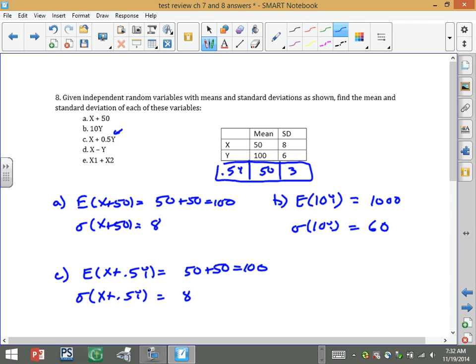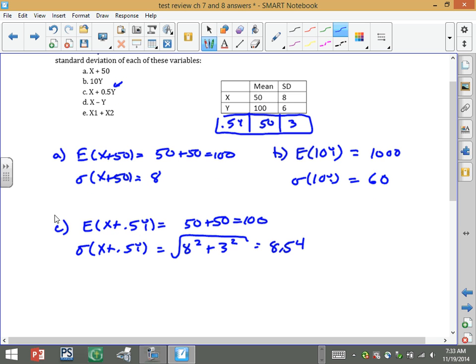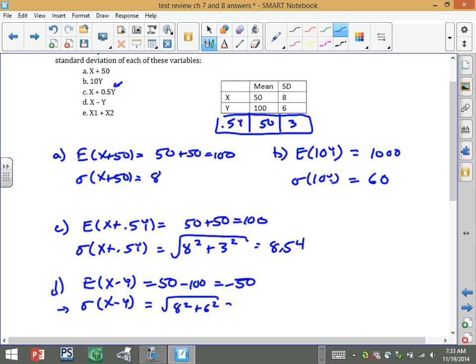So we need to do 8 squared plus 3 squared. So 64 plus 9, take the square root of that, is approximately 8.54 for D, x minus y. So that's just 50 minus 100, which is negative 50. And for standard deviation of x minus y, even though we're subtracting, we have two random variables, right? We're combining x and y. We're still going to use variance, and you're still going to add. So 8 squared plus 6 squared, and that's going to give us 10.